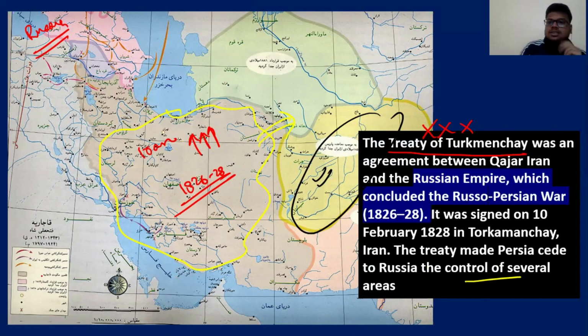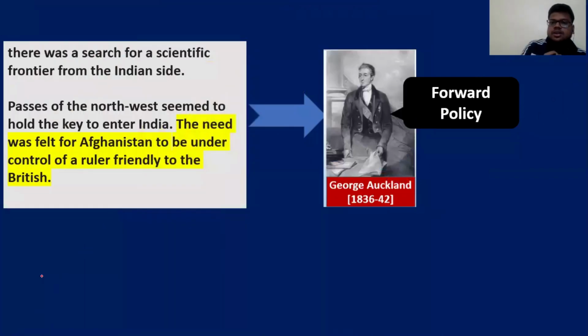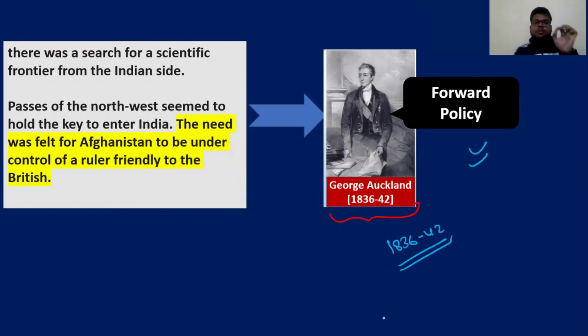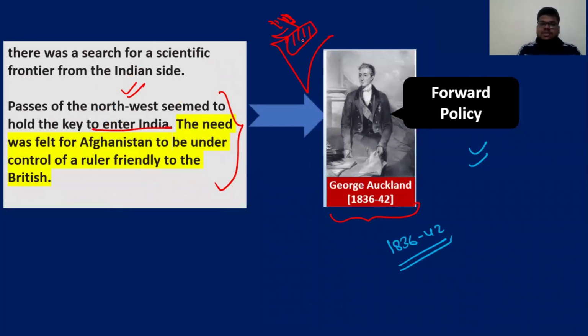And when they can visualize the Russian threat, they become very skeptical. Hence, George Auckland, who was the Governor General from 1836 to 1842, adopted a forward policy. The forward policy meant, okay, first the context is there was a search for a scientific frontier from the Indian side, and the passes of the northwest seemed to hold the key to enter India. That we have discussed. The passes which are there, Khyber Pass and so many others, hold the key to this northwest, to India basically.